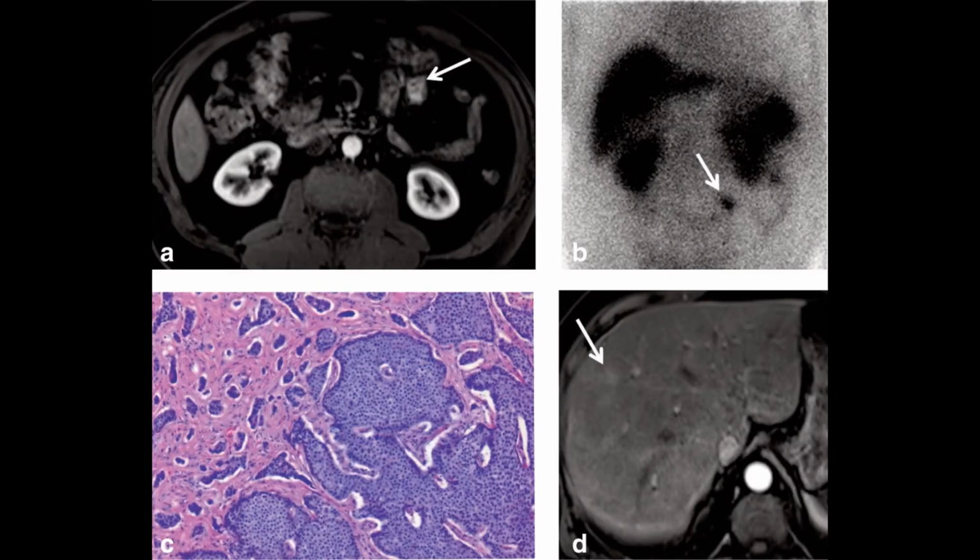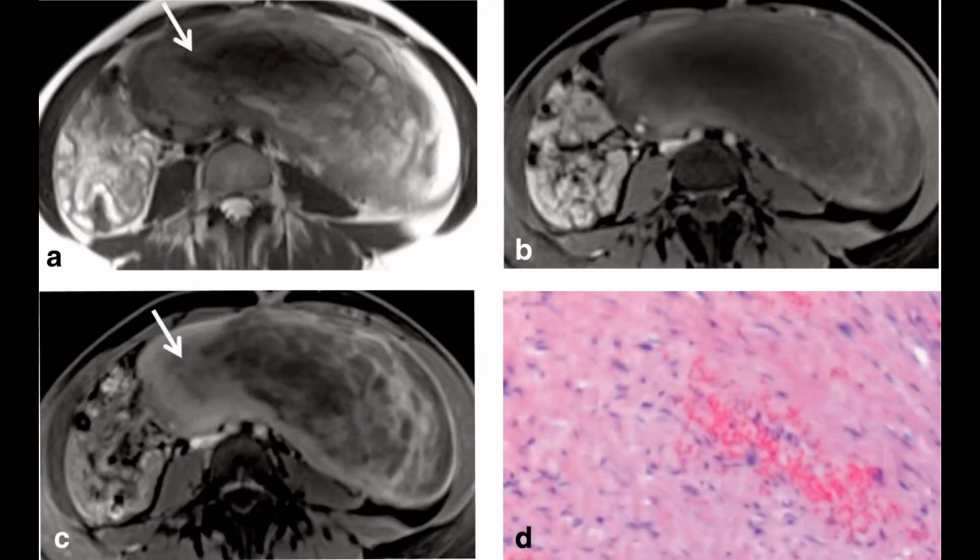Now this image is again a case of carcinoid tumor. What we can see is there is an arterial enhancing lesion here, which is showing uptake on the indium 111 pertechnetate scan. And if you see these arterial enhancing lesions in the liver, that suggests that there is a liver metastasis. So that is where the carcinoid usually metastasizes.